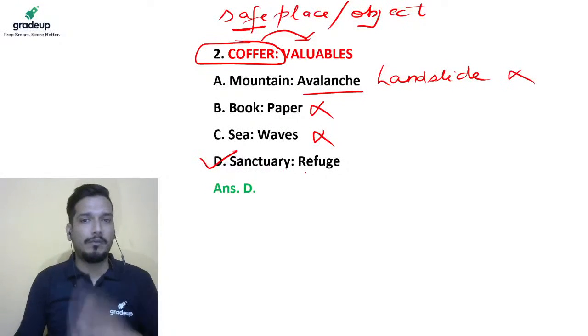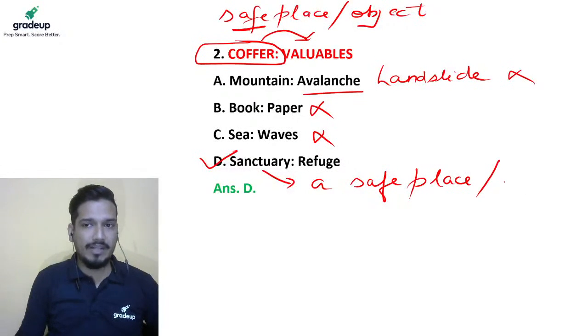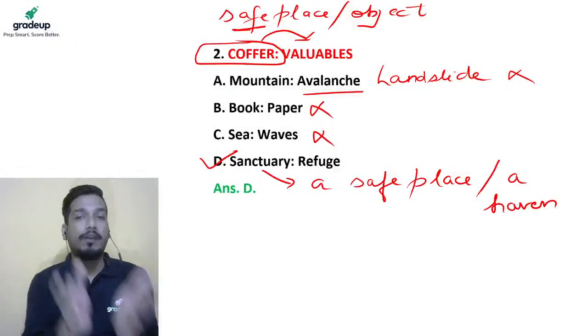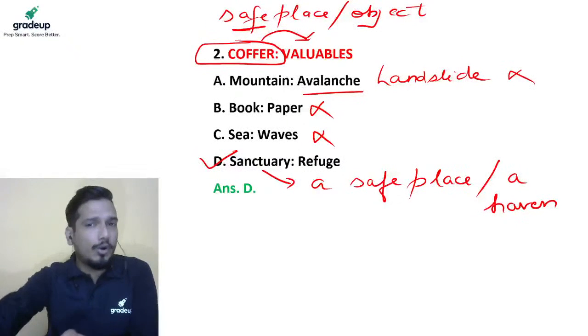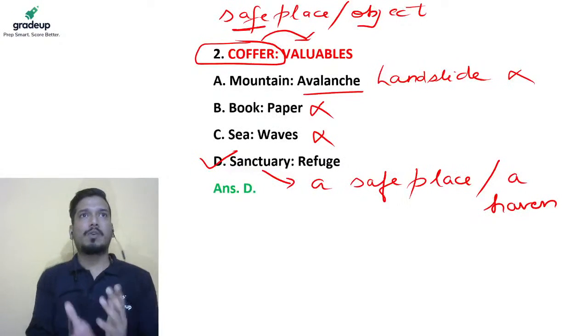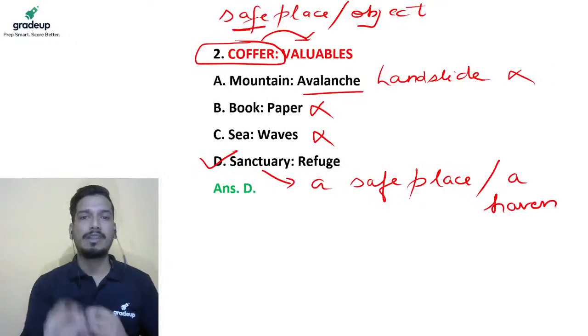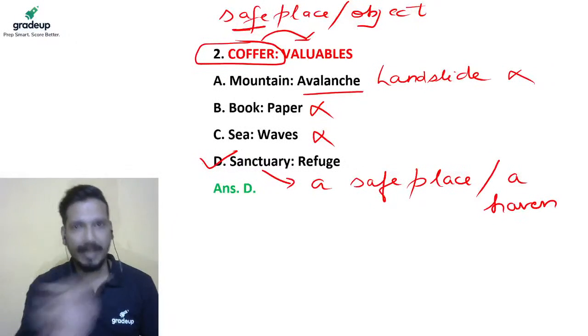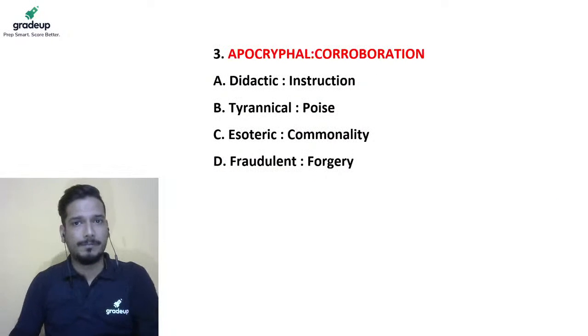Sanctuary is to refuge. Sanctuary means a safe place or a haven. So sanctuary is a safe place for refuge. Those people who might have been thrown out of their native place come in search of a sanctuary, in search of a place where they can take refuge. That is why D is the correct answer. Next question, and an interesting one.